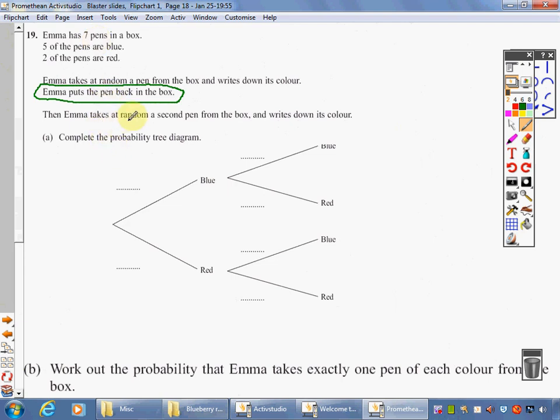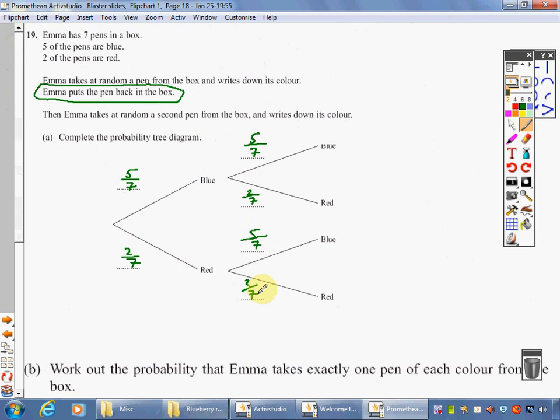Then Emma takes a second pen from the box and writes its colour. Complete the probability tree diagram. Well, we know that there were 5 blues, so it's 5 out of the total of 7. That must mean there was only 2 of the red. She's put them back in, so there will still be 5 blues and a total of 7. There will still be 2 and 7. So I've completed that tree diagram. That's worth 1 mark. If we can't do any more than that, that's a really good start.